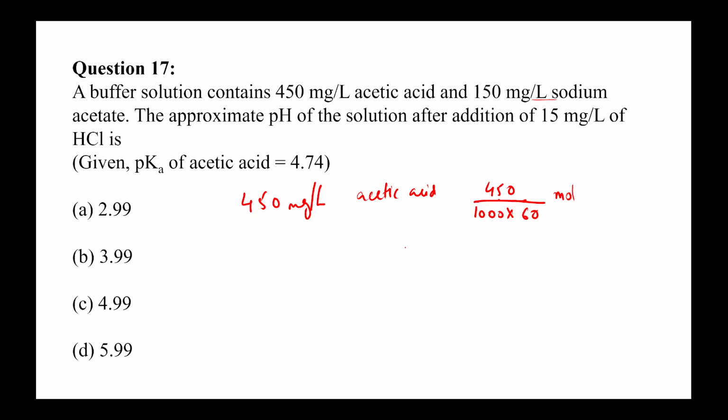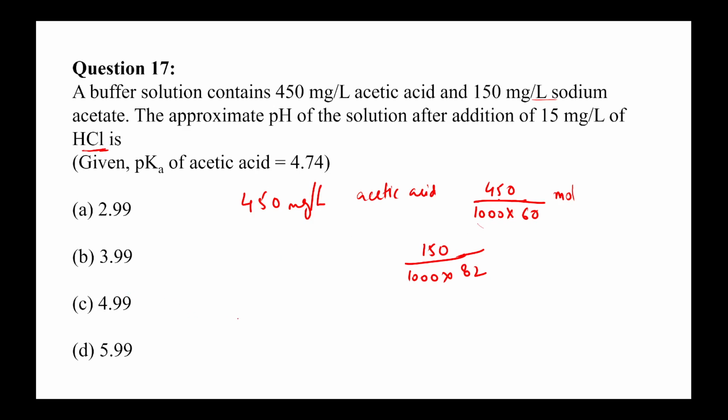Similarly, you calculate the moles of sodium acetate. That would be 150 by 1000 into 82, I said, right? So just check if it is 82 or 83. So this will be moles of sodium acetate. Now you are adding HCl. So if you are adding HCl to this acidic buffer, what will happen? It will increase the molarity of the acid and decrease the molarity of the conjugate base.